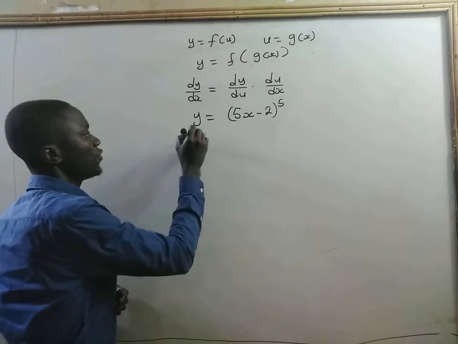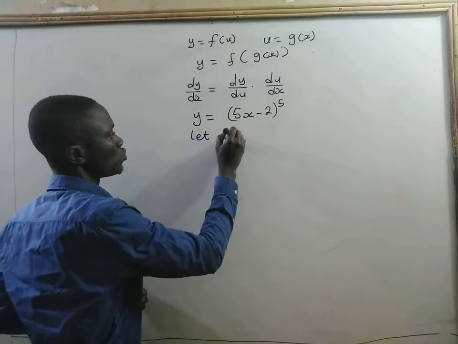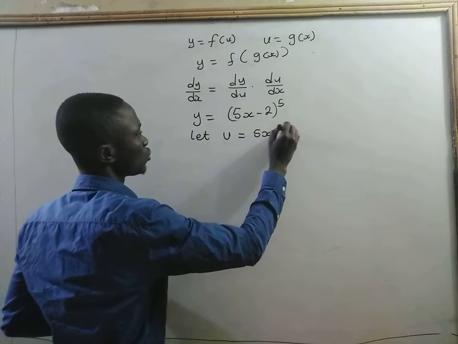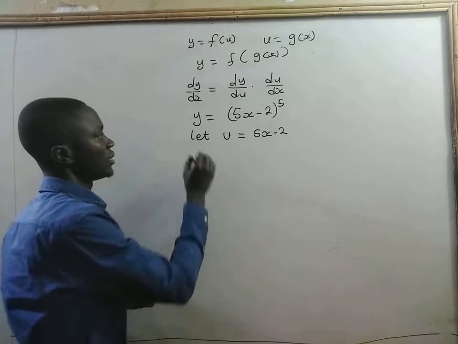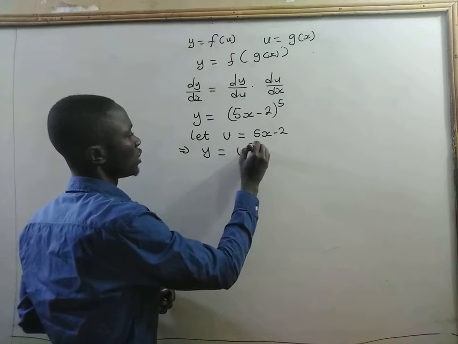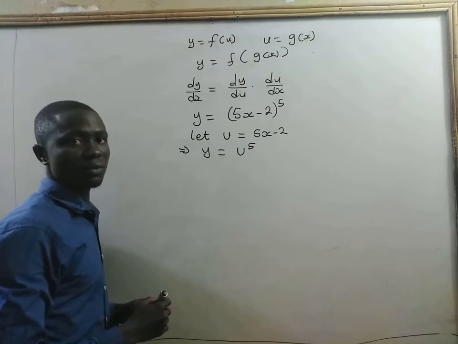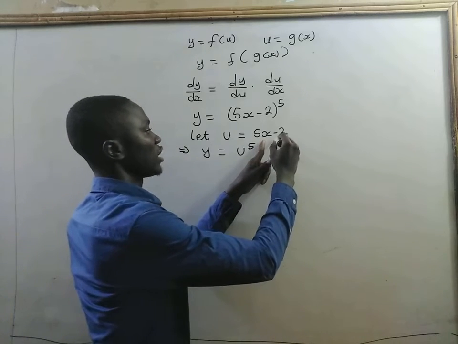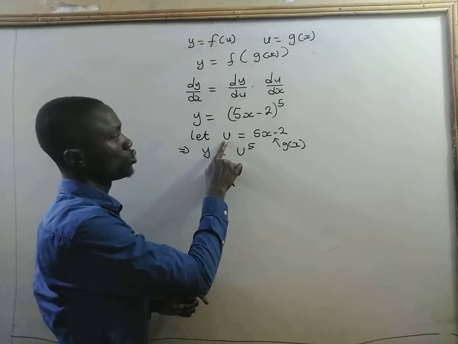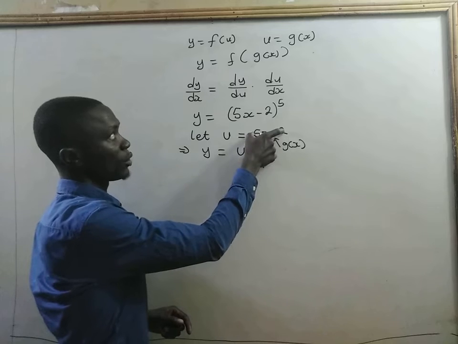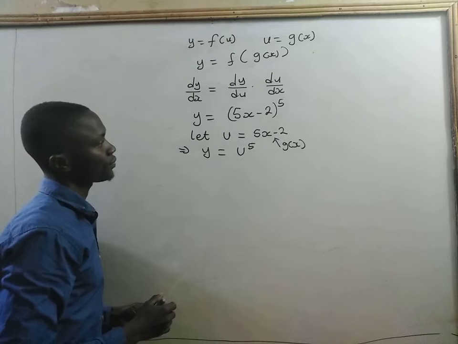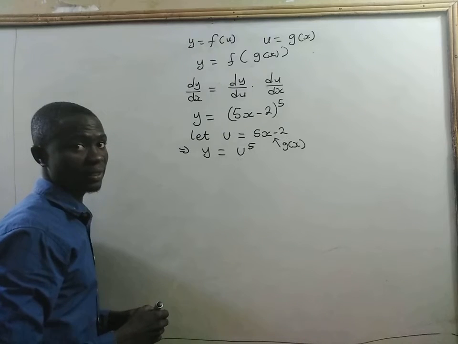Here, if we let u be equal to 5x minus 2, this implies that y is equal to u to the power 5. Remember, this now becomes our g of x, that is u equals g of x. So this is our g of x, and this is our f of u. Very, very simple as that.